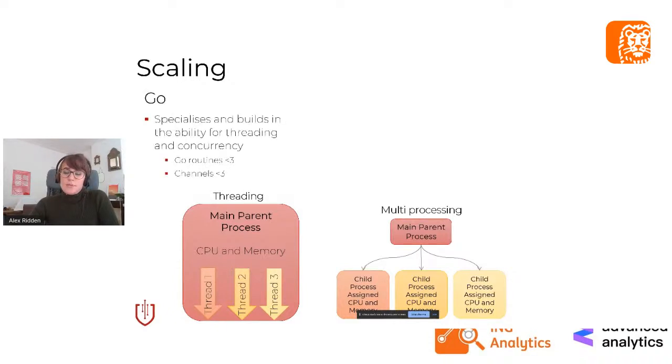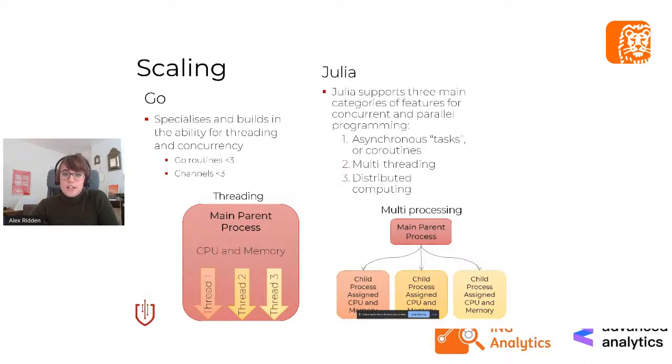So for Go, it's really built into the language. It specializes particularly in threading and concurrency. There's a lot of love out there for the Go routines and channels that are built into this language. It makes it very easy, even for people who maybe haven't done threading before, because it's so intuitive. For Julia, actually, I was reading that they took a lot of their inspiration from the Go architecture as well. So you see a lot of the advantages that Go has in Julia as well.